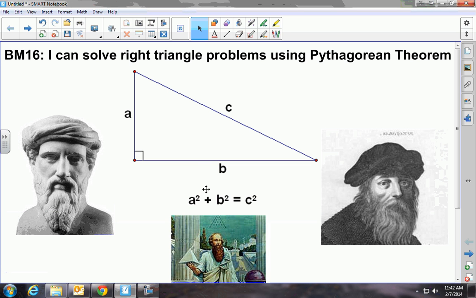Okay, welcome back. This is Mr. Woolf. Today we're doing benchmark number 16. I can solve right triangle problems using Pythagorean theorem. Well, the first question is, what the heck is Pythagorean theorem?